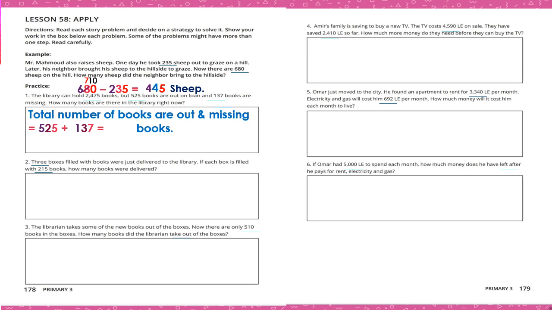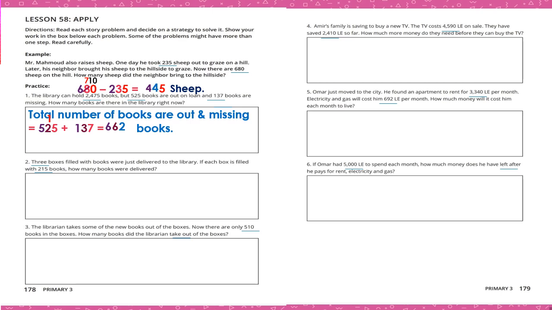So, ones with ones, 5 plus 7 equals 12. 2 and carry up 1, or regroup 1. Don't forget the carry up. 1 plus 2, 3, plus 3, 6. 5 plus 1, also 6. So, the total number of books that are out and missing is 662 books.